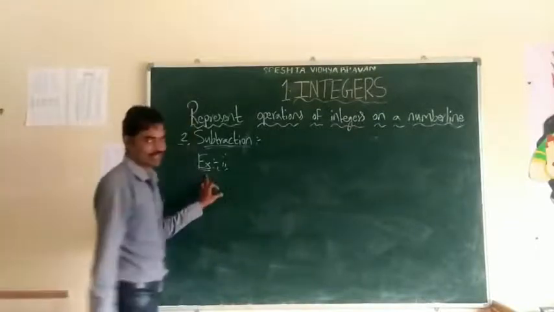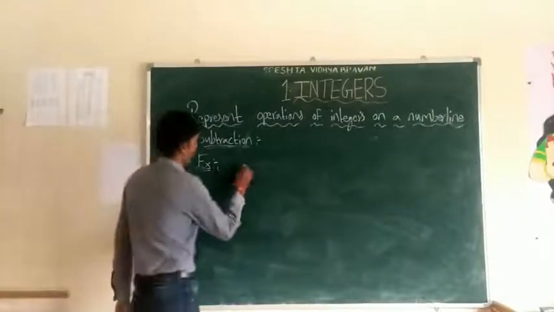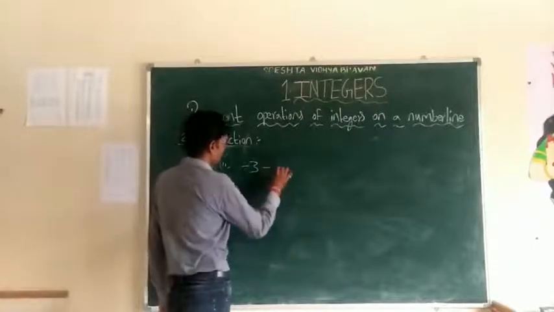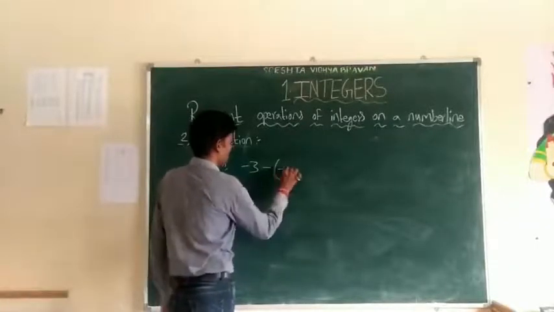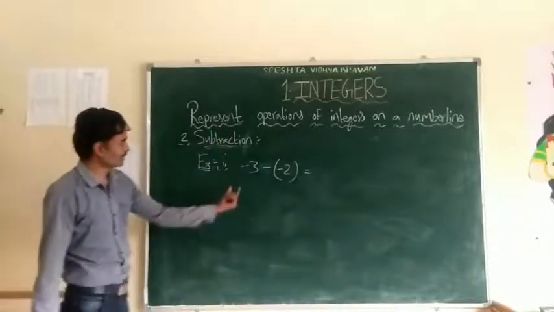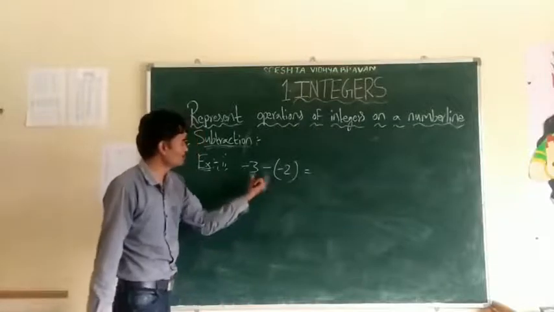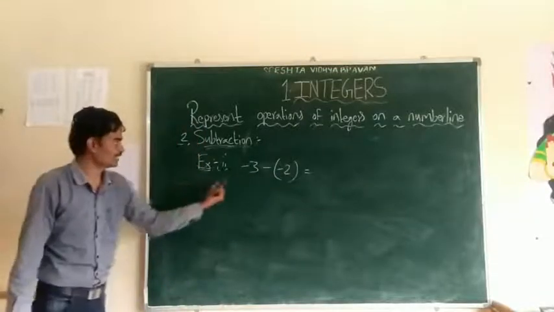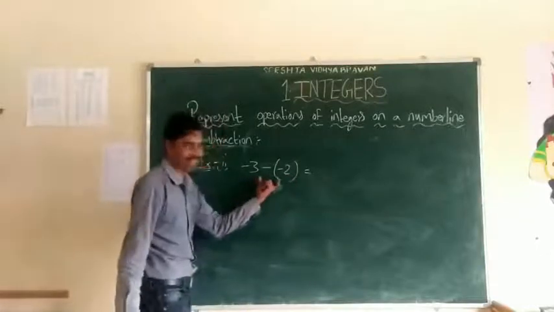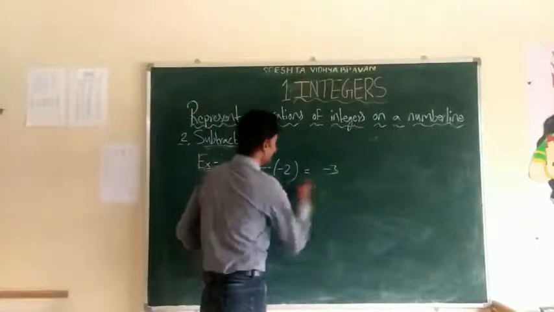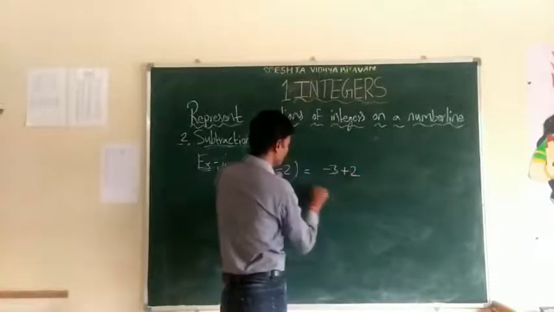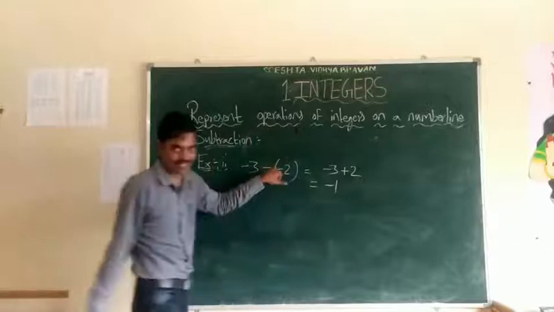Okay. From the second example, minus 3 minus of minus 2. Those are the negative integers we have to now subtract. That means what is the direct answer here? Minus 3, minus into minus. That means plus 2, and the answer is minus 1.